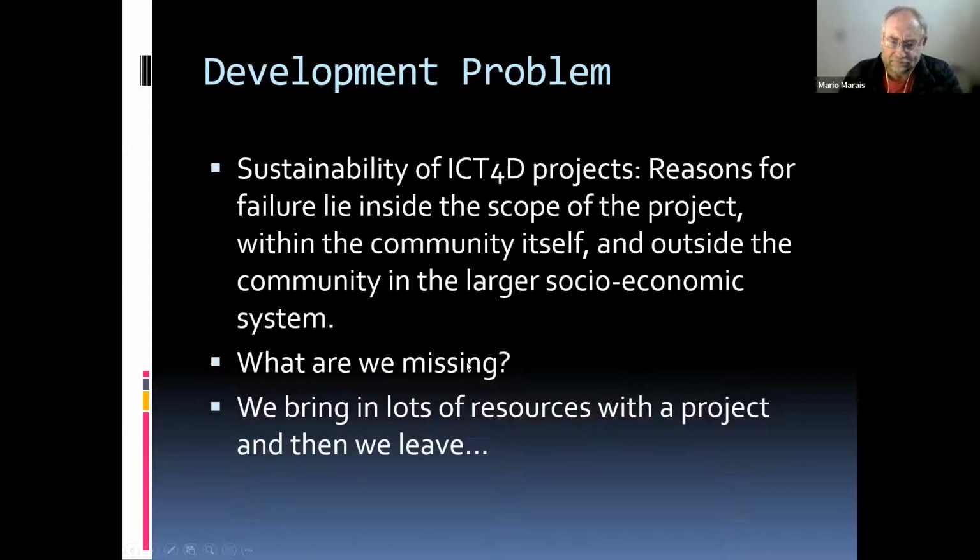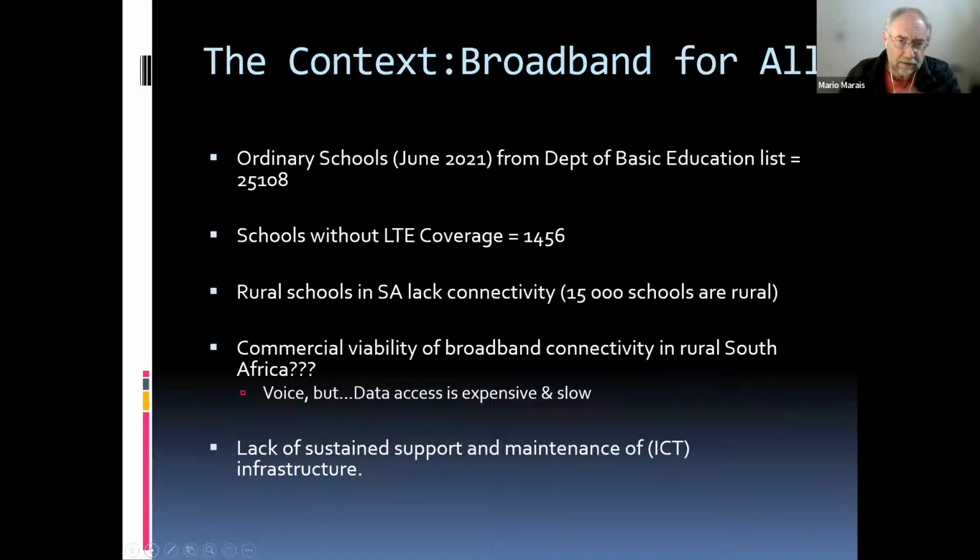So what are we missing in terms of the whole development thing? We bring in lots of resources for the project and then we leave. So that's what we're missing. The sustainability of so-called parachute projects, we jump in. But even government interventions have the same kind of problem. Government has a 3-year time window. It's called the medium-term funding framework, the MTEF. And so their strategies might be long-term, but their projects are normally 3 years, which is not enough.